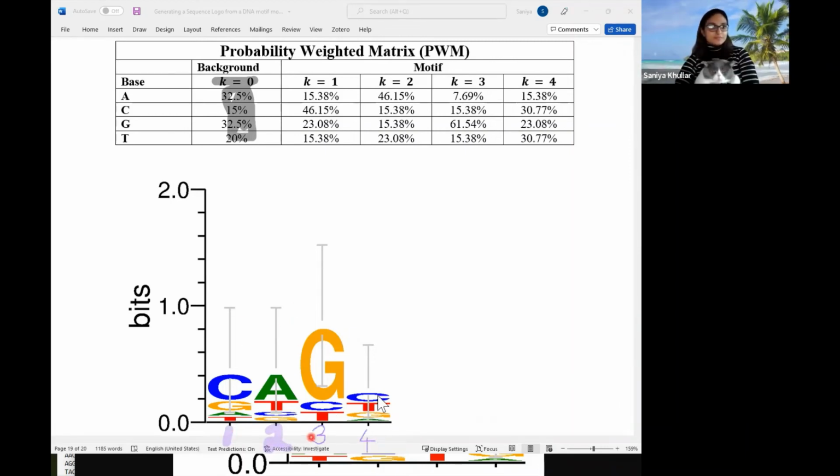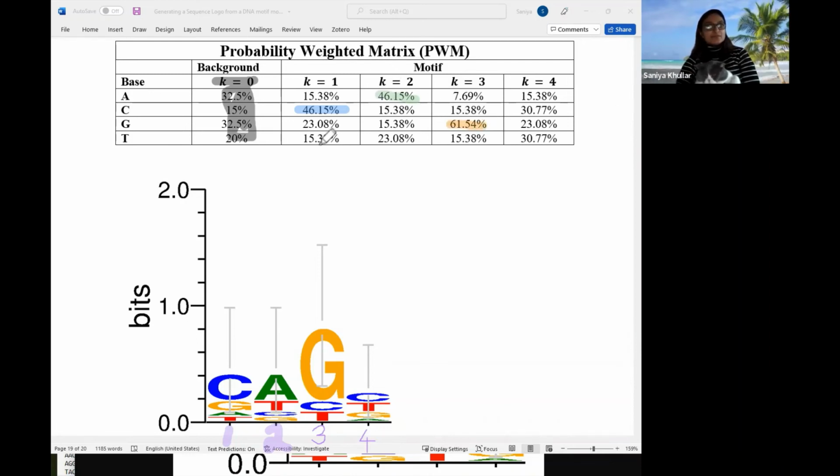1, 2, 3, and 4 here. Let's see, it's kind of higher here, but not by too much. Then, in the second position of the motif, A is actually higher, so it's going to be stacked at the top. Then again, G is now going to be taller for the third position of the motif here.